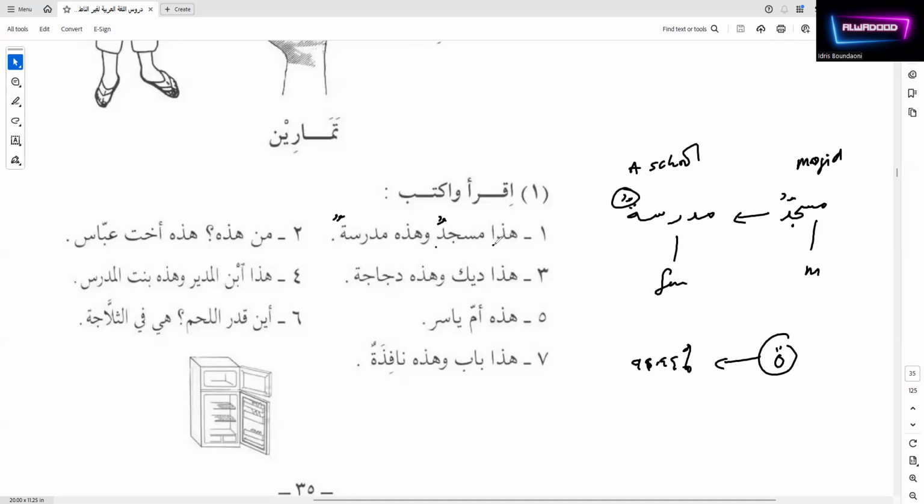So we say wa hadhihi madrasatun. Hadha masjid. So look at the demonstrative pronouns here. Hadha and hadhihi. Why hadha? Because the masjid is classified as masculine. And madrasa is classified as feminine, so it deserves hadhihi. As far as English is concerned, they are the same: this is. But in Arabic, we pay attention to the differences.